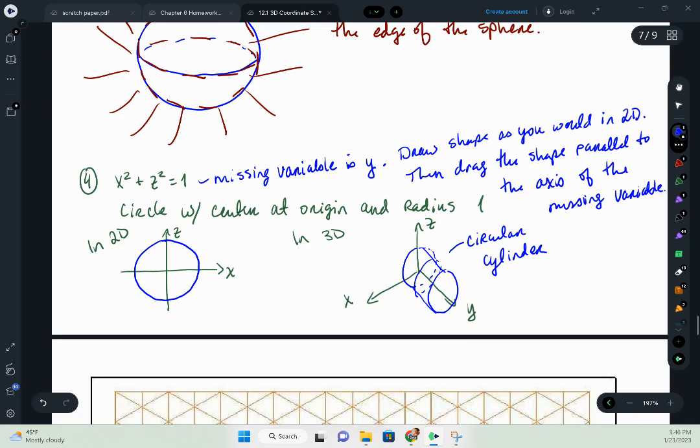So that's what I have right here, right? So we have a circular cylinder that is symmetric about the y-axis. Okay, last one. And I go, whoops.